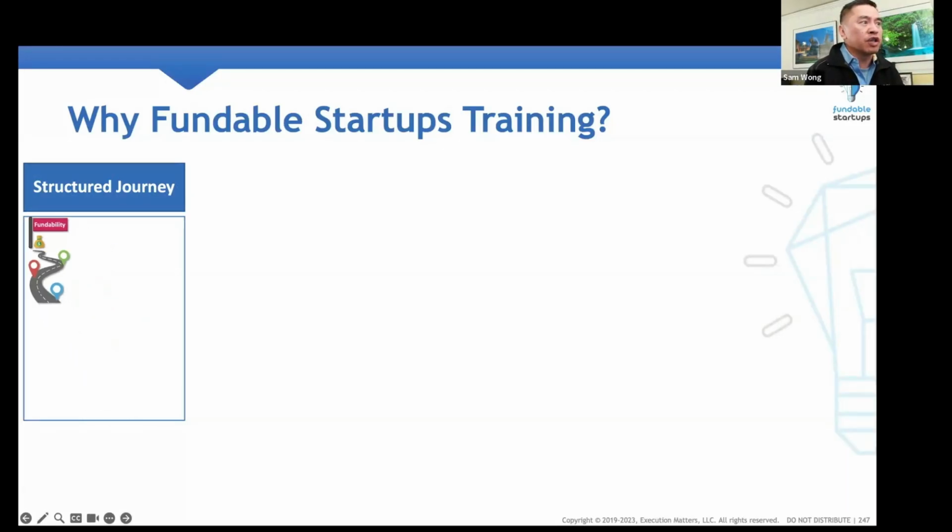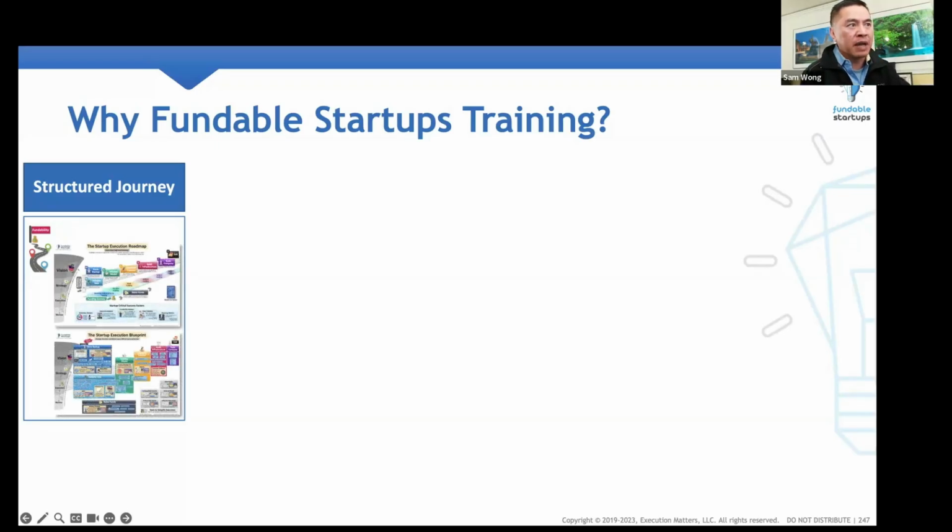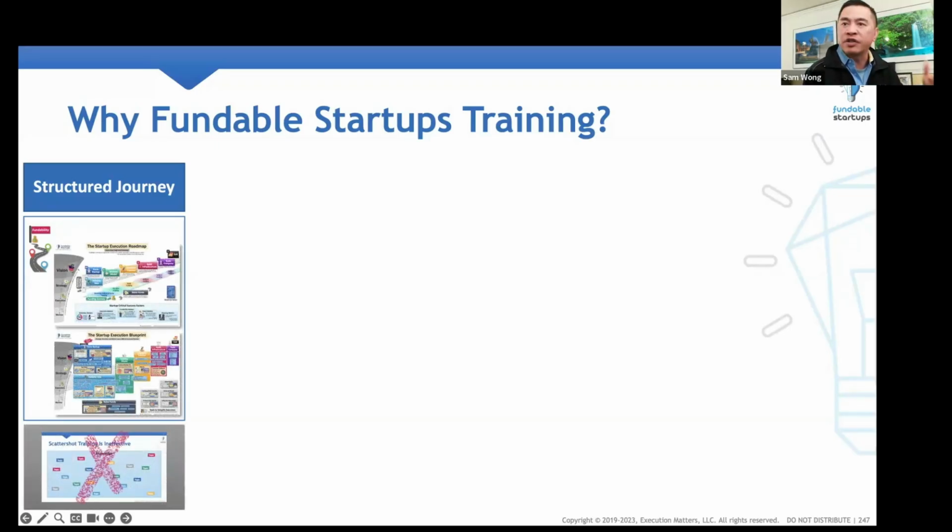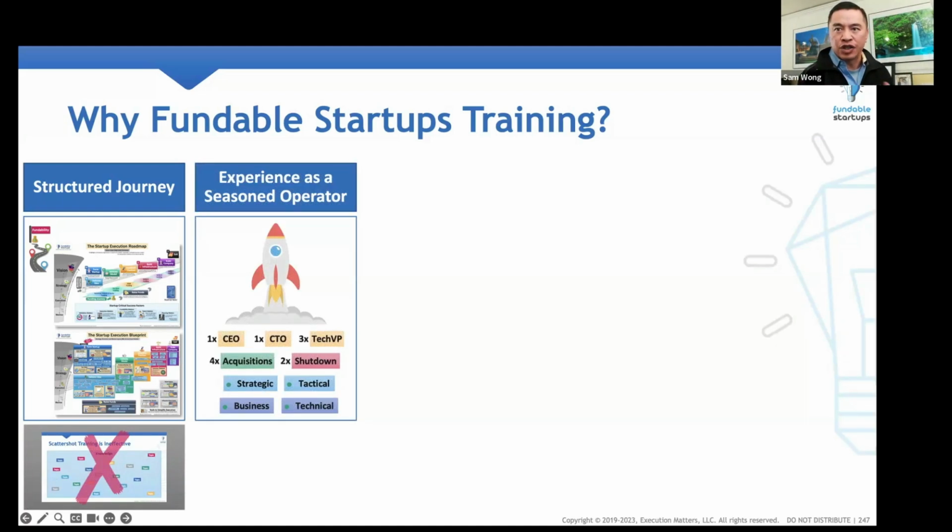We have a structured journey to fundability. We have a startup roadmap and a blueprint. Most startup training is just random content with no specific journey. I am an engineer, so methodology and process are important. That structured journey is my process, and I tie that into how I built the training. I also have lots of experience as a seasoned operator. I've been a CEO once, a CTO once, and a technical VP three times. I've gone through four acquisitions as an employee, and seen two shutdowns.